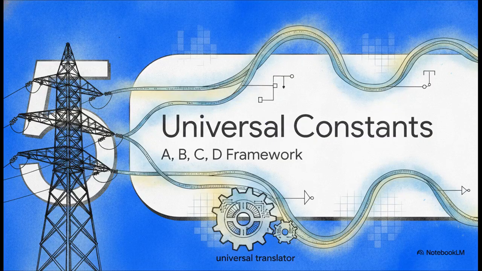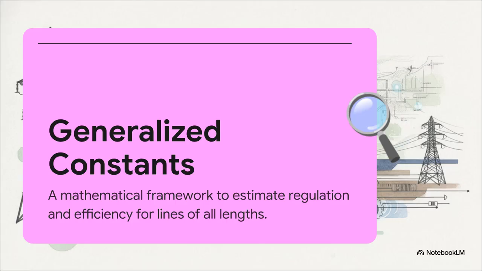With all these wildly different methods, how on earth do engineers actually talk to each other to connect these grids together? Section 5. The universal A, B, C, D constants. Basically, we need a universal translator. And that's exactly what they use. The generalized constants, known simply as A, B, C, and D. Think of this as a universal mathematical framework.